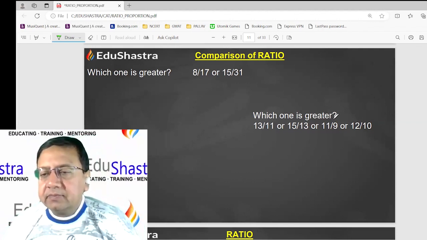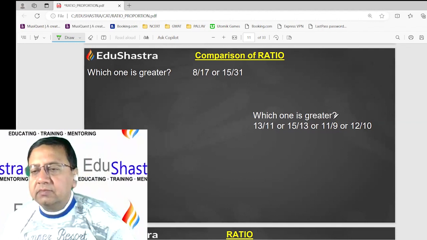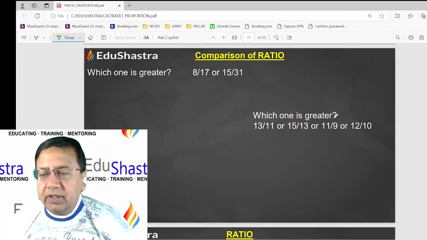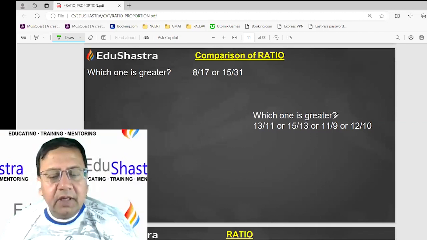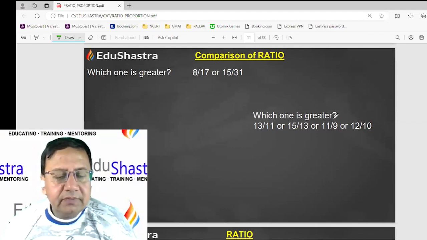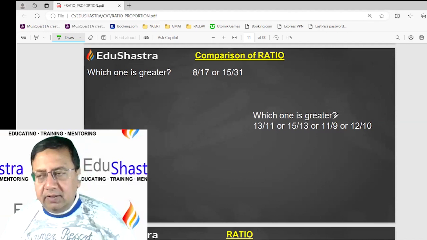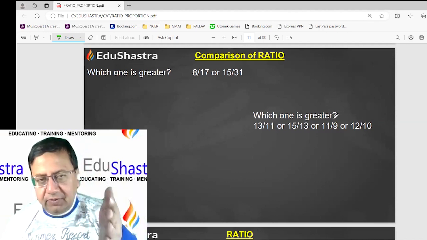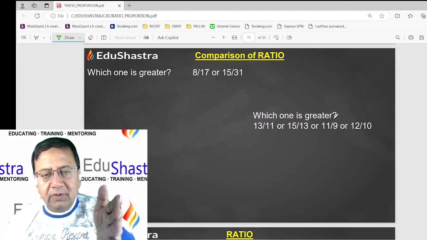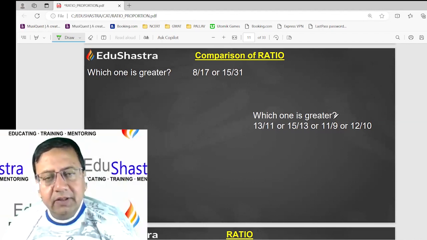So hello Akshay. Yes, sir. Which one is greater? 8 by 17 as per me. How? I used the method of cross multiplication, and using that I got this answer. I was taught this in my school. Okay. And do you have a calculator or mobile phone near you? Can you do the calculation from the calculator and tell me? Yes, sir. Just check.